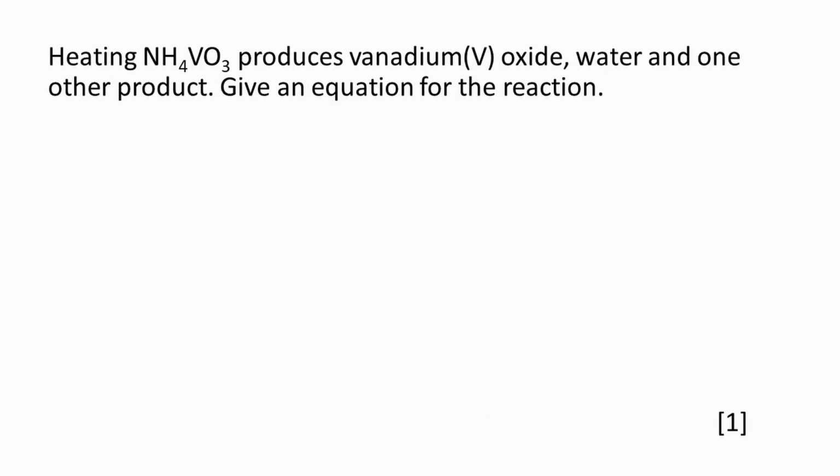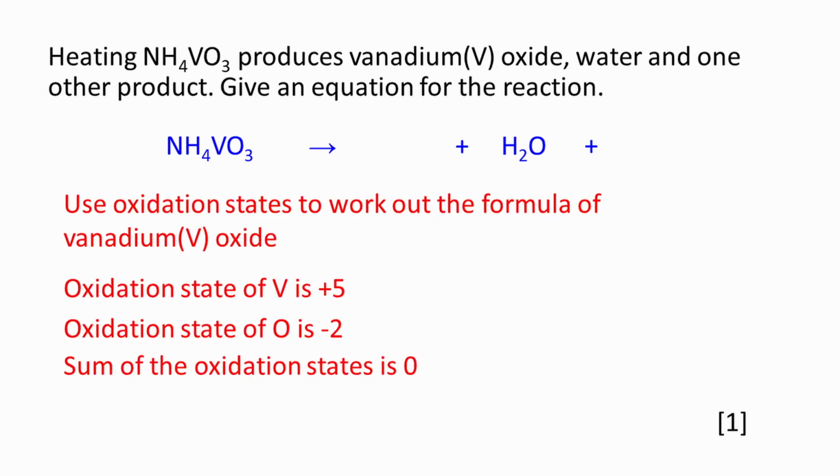Here's the next part of the question. Heating NH4VO3 produces vanadium 5 oxide, water and one other product. Give the equation for the reaction. We can start by putting the formula of the reactant NH4VO3 on the left and one of the products, water, H2O, on the right. We can use oxidation states to work out the formula of vanadium 5 oxide.